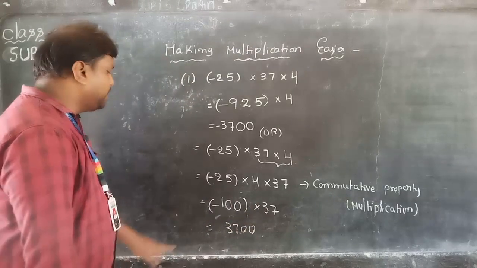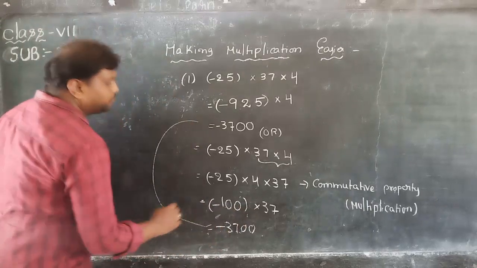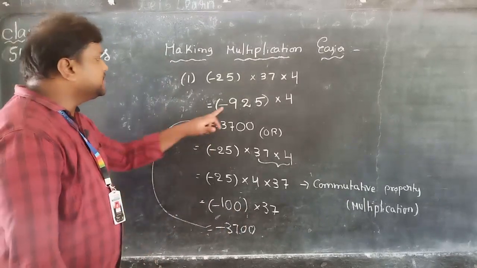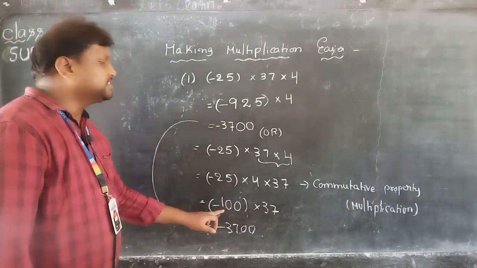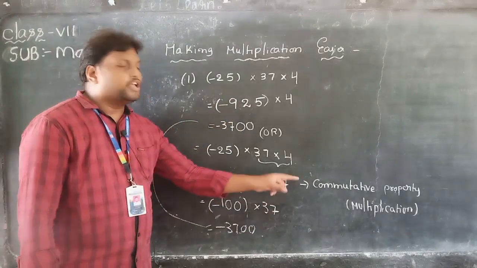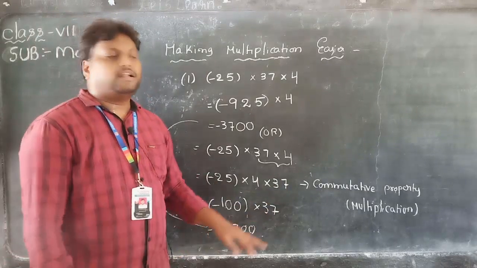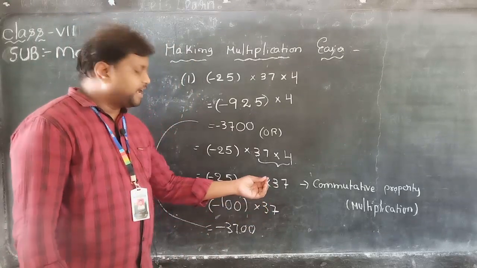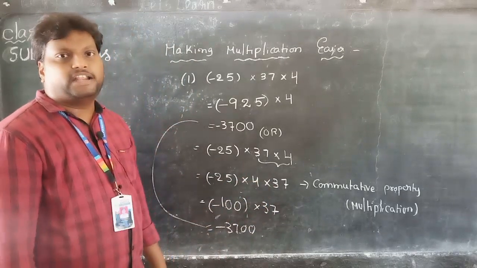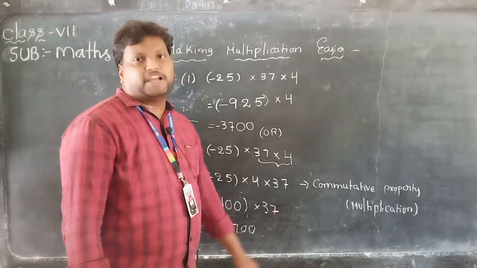What about the symbol? Minus into plus, minus. See, both give the same answer, but this calculation is taking more time. This calculation is very easy. That's why we are using the suitable properties. We can change the places of numbers and easily solve any problems. Here I applied the commutative property under multiplication.